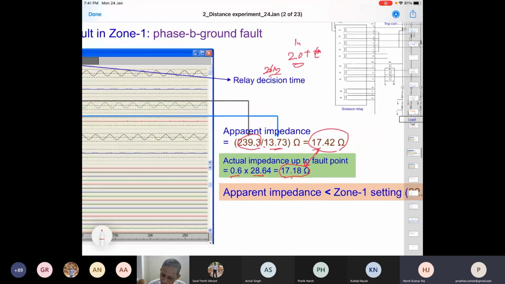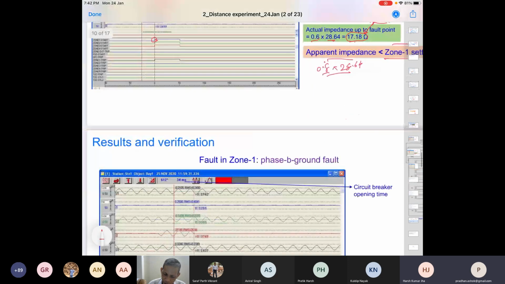So the apparent impedance here is less than the zone 1 setting, because for the zone 1 setting we talk about 28.64 into 0.8. So this setting is higher, because the fault is created at 0.6. Therefore this impedance is less than the zone 1 setting, and then it goes for a trip decision, and that is what we observe from this oscillogram also.